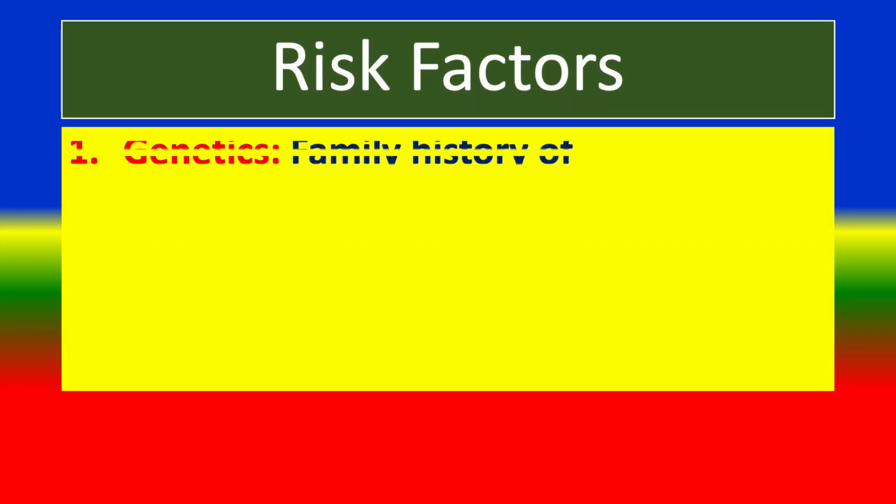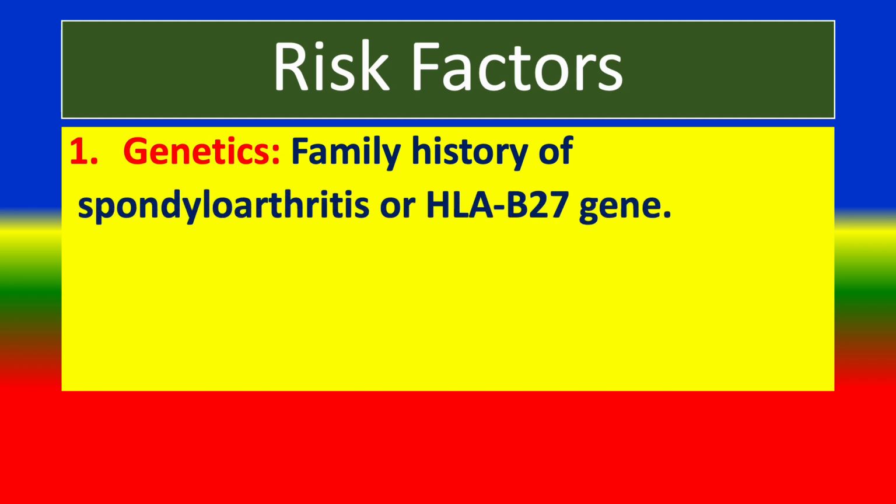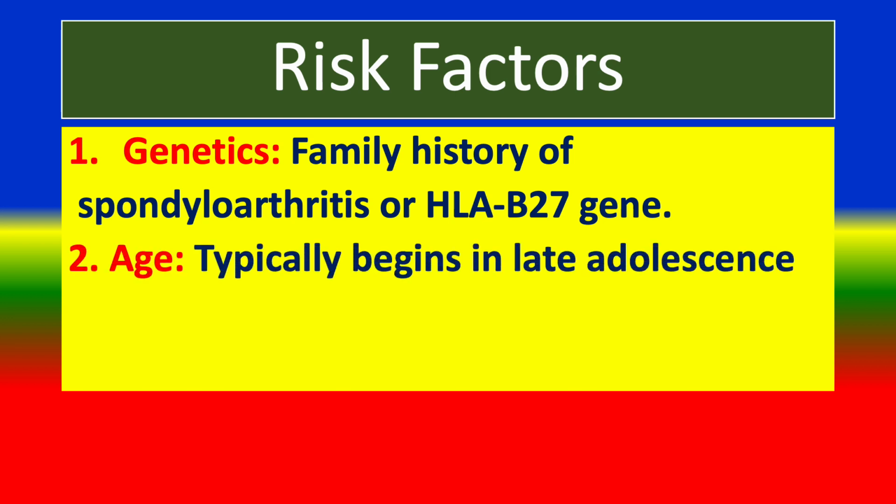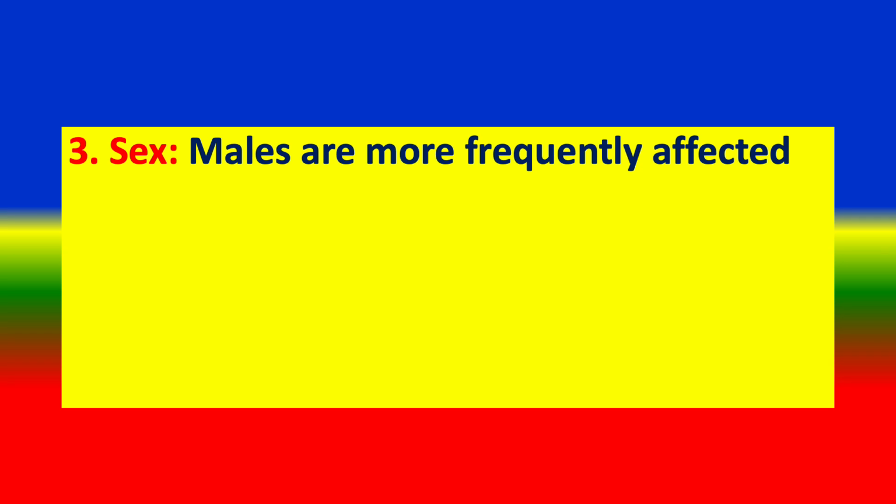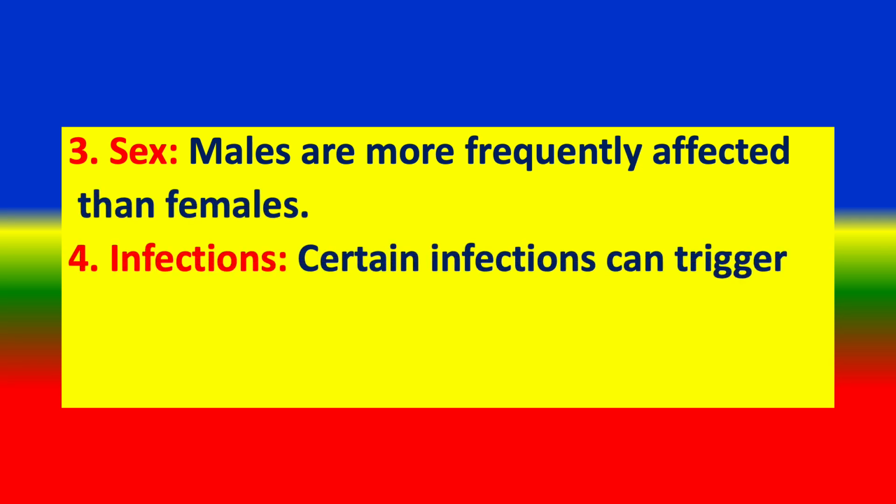Risk factors. 1. Genetics. Family history of spondyloarthritis or the HLA-B27 gene. 2. Age. It typically begins in late adolescence or early adulthood. 3. Sex. Males are more frequently affected than females. 4. Infections. Certain infections can trigger reactive arthritis.